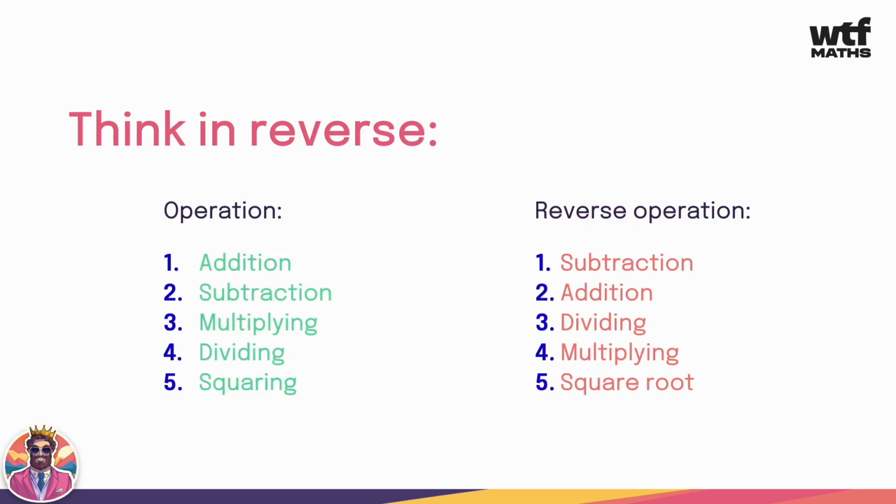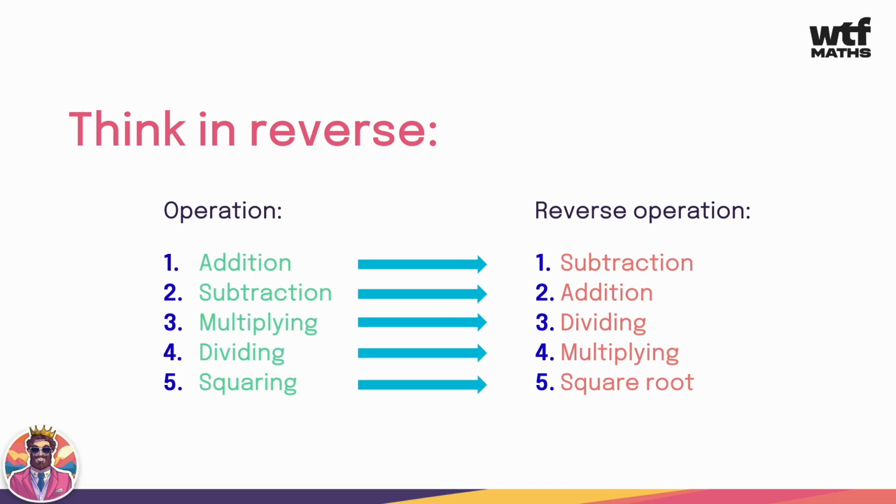So when it comes to solving equations, I always want to be thinking in reverse. The opposite of adding something is to subtract something. The opposite of subtracting is to add. The opposite of timesing or multiplying something is to divide. The opposite of dividing something is to multiply. And the opposite of squaring something is to find the square root of something. So we're always going to have to do the opposite of what we see in the equation.